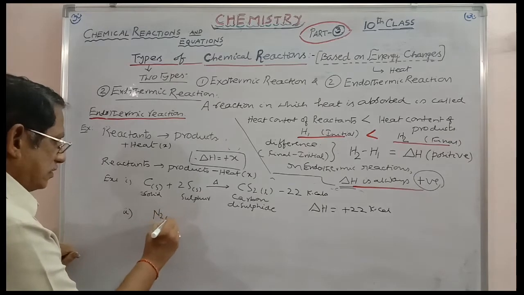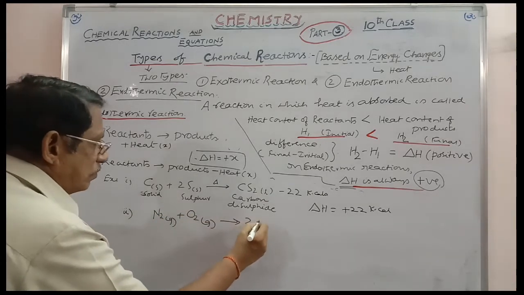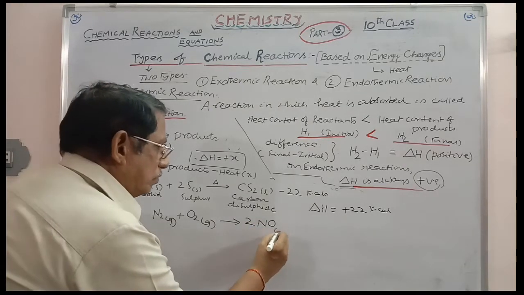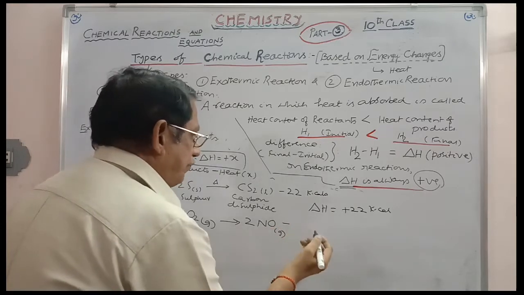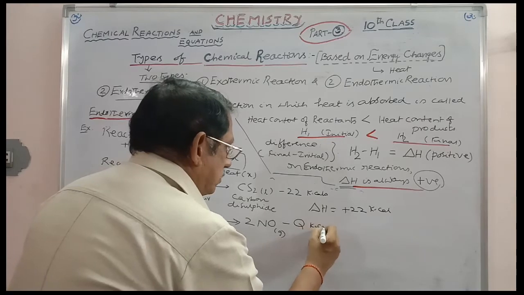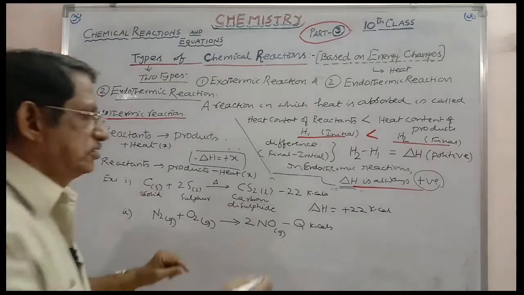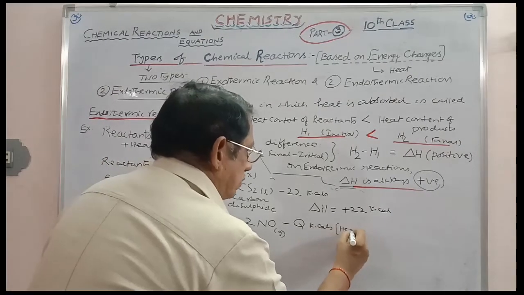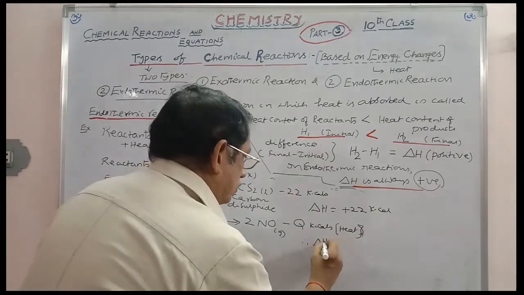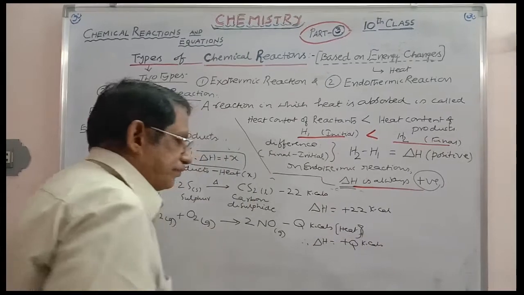N2 gas plus O2 gas will give you 2NO. N2 plus O2 will give you 2NO. And here minus Q kilocalories is absorbed. Minus heat, that means there is heat absorbed. And therefore, in this case, delta H is equal to plus Q kilocalories.